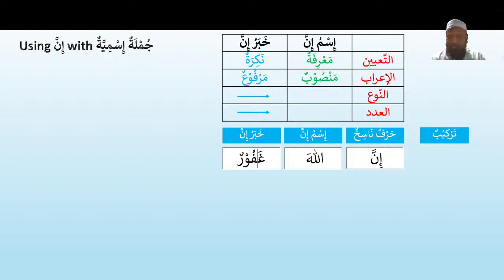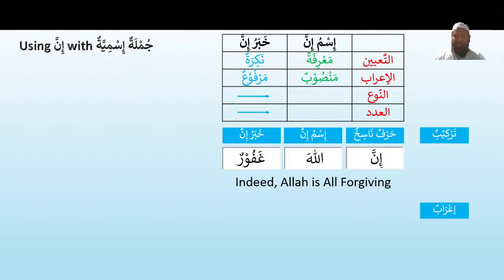تركيب means name the slot, so it becomes easier to translate. Now we can translate. What is the translation? Indeed, Allah is all forgiving. Look at the اعراب.